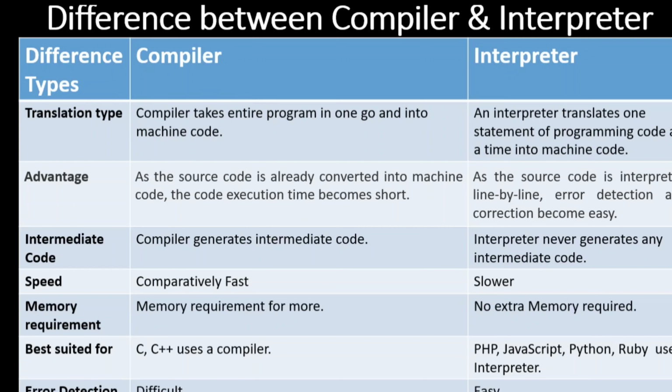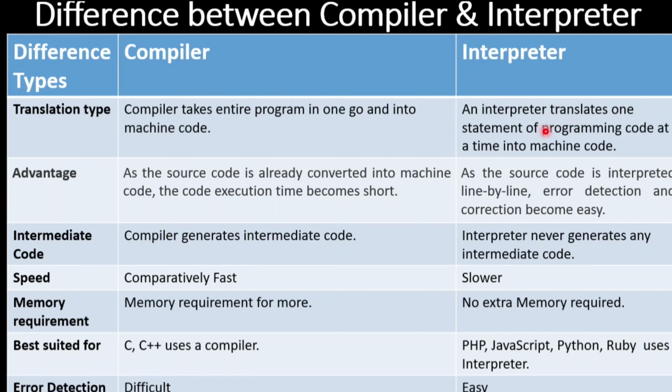Now another difference between compiler and interpreter is translation time. Compiler takes the entire program, as I have just shown you, and then it converts it into machine language. And what does interpreter do? It translates one statement of your program at a time. Advantage of using compiler is that your program is already converted into machine code. Now only execution is left, so execution time is shorter. Interpreter execution time is longer because it executes code line by line.